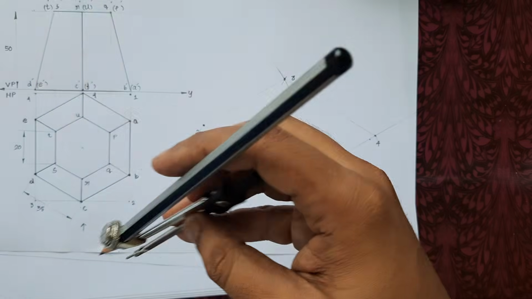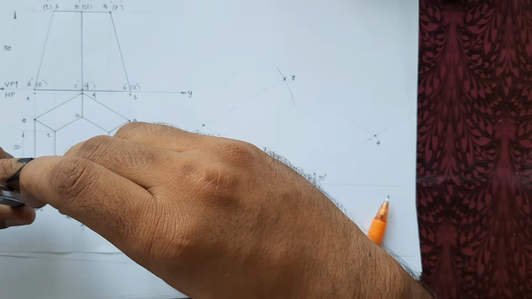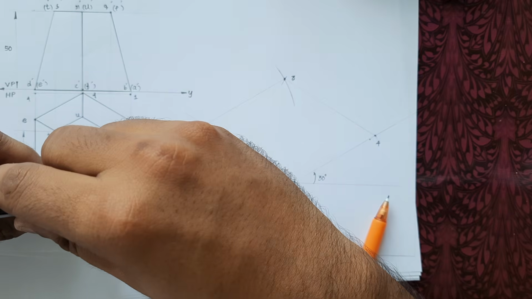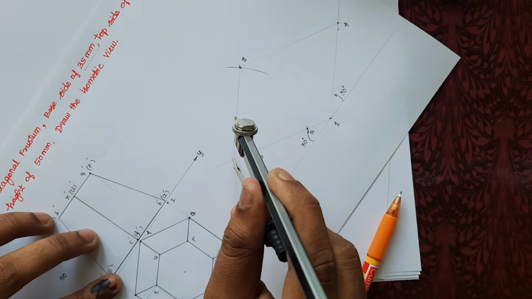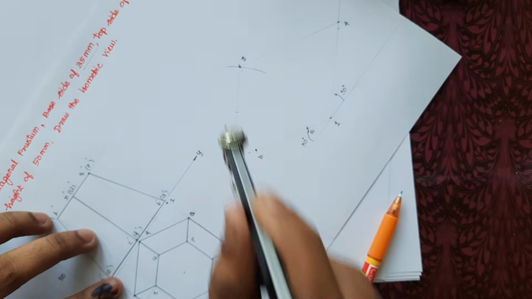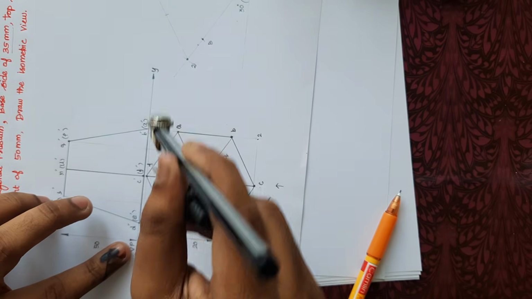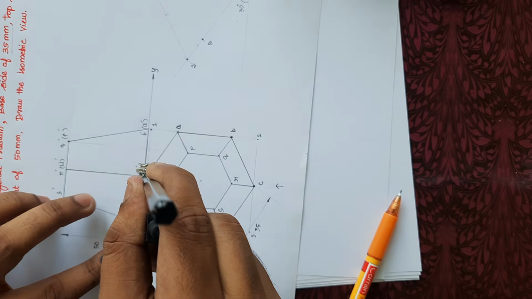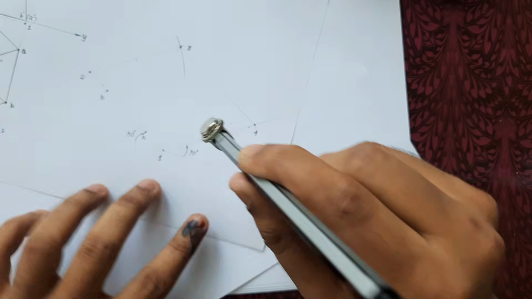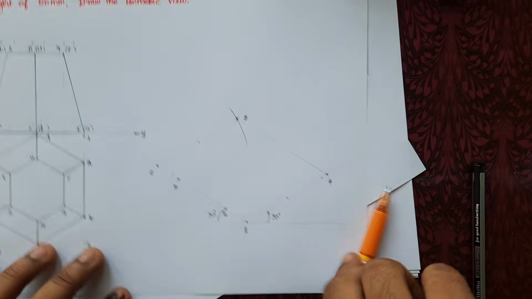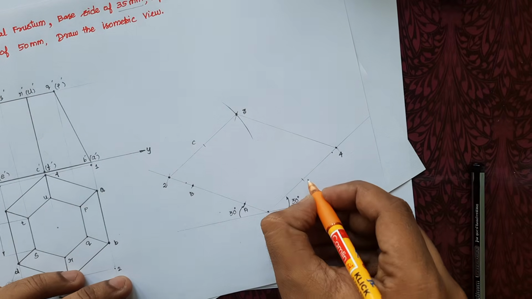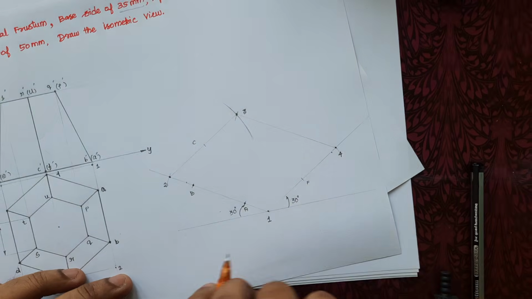And similarly in 2 to 3 line, measure 2 to C and mark 2 to C. And similarly in 1 to 4, measure 4 to F and mark 4 to F. So this is point C and this is point F.